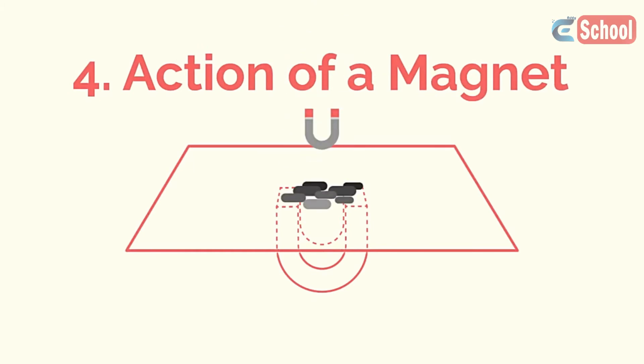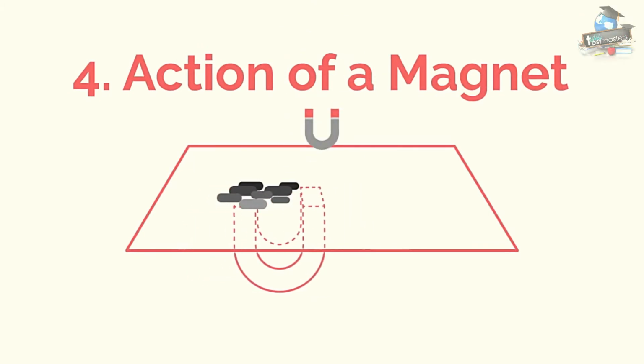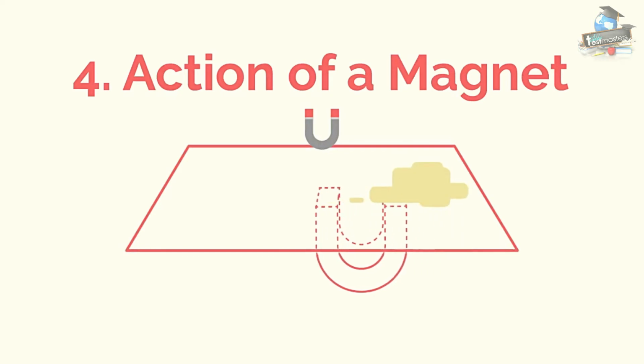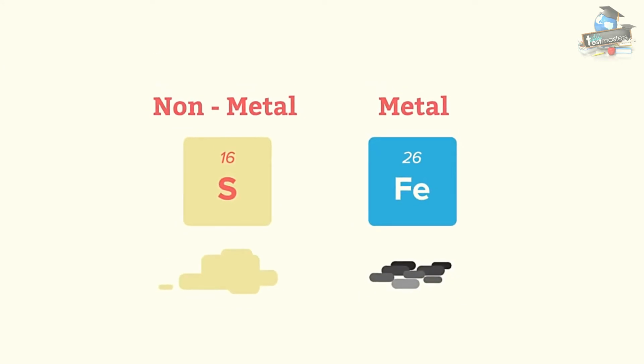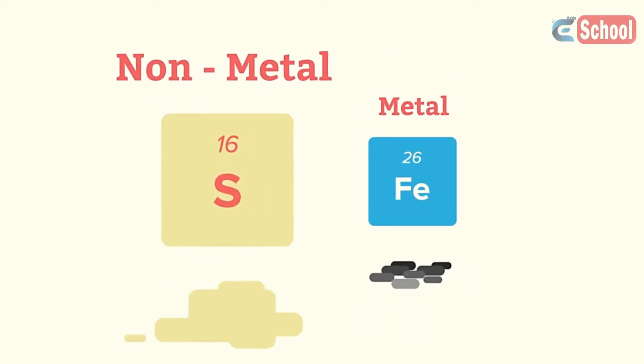If the iron is sprinkled onto a sheet of paper and a magnet is moved underneath the paper, you will see that iron filings follow the magnet as they are attracted to it. When the same is done with the sulfur, you will see that the sulfur is not attracted to the magnet. So from these 4 tests, it can be seen that iron and sulfur are 2 completely different elements and behave differently in the 4 tests. Iron is a metal element, sulfur is a non-metal element.